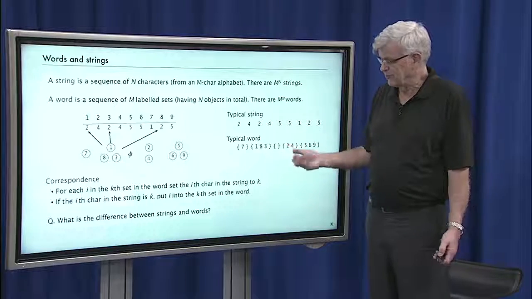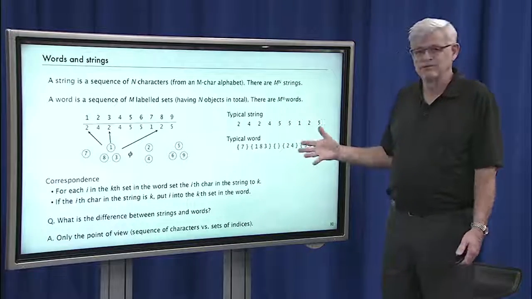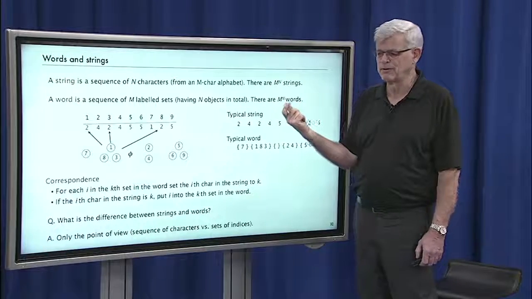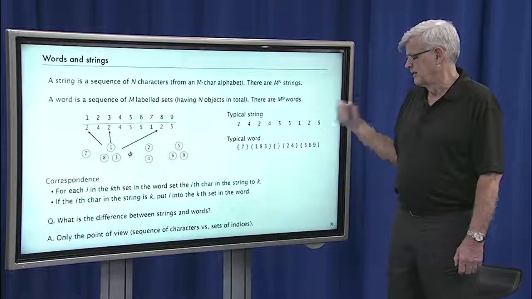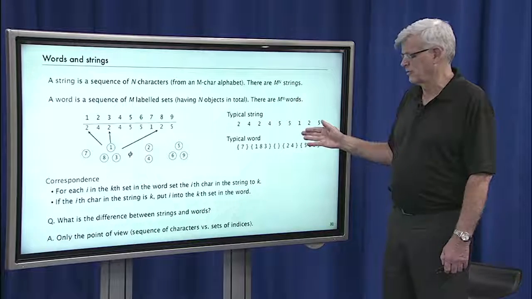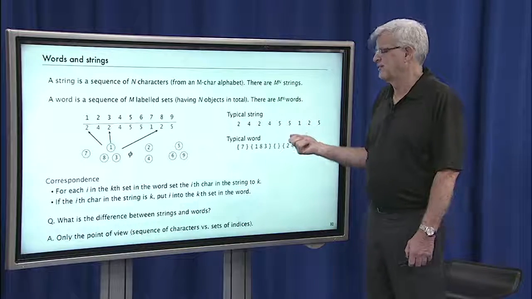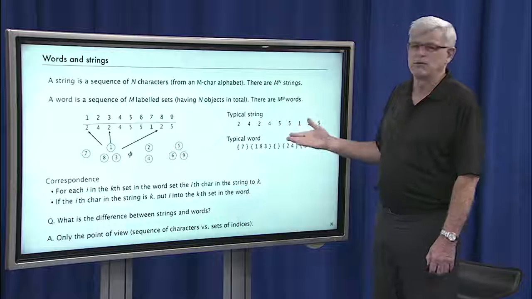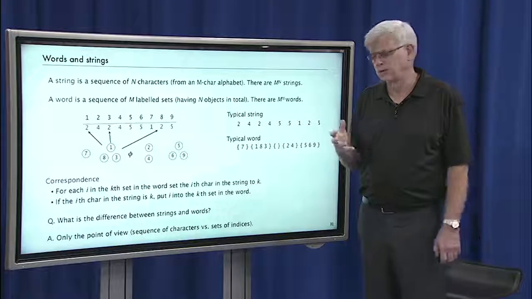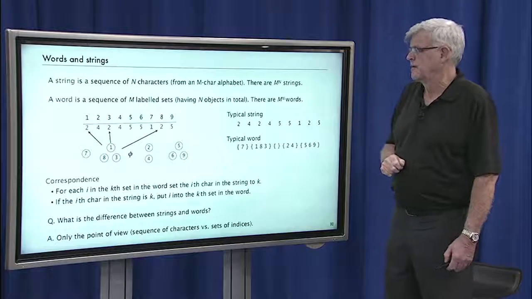So what's the difference between strings and words? There's no difference. It's only the point of view. Last time when we talked about strings, we were concerned about sequences of characters in relation to one another in the sequence. Like how many sequences of zeros in a row are there, or does a pattern occur? For this lecture, in words, we're more concerned with the sets of indices and not so much in the sequence. And there's applications where that point of view is the one that we want to push.